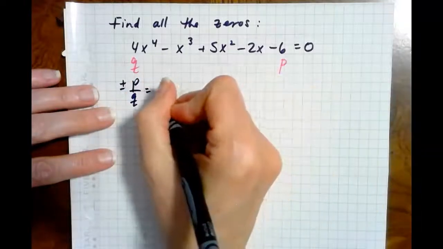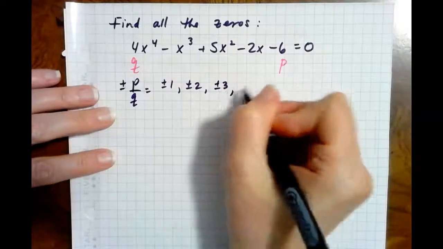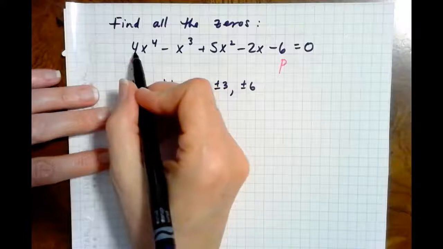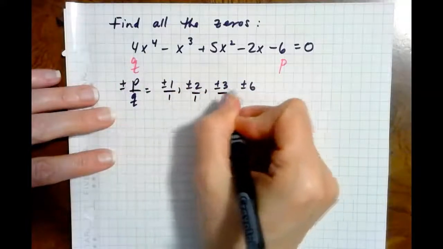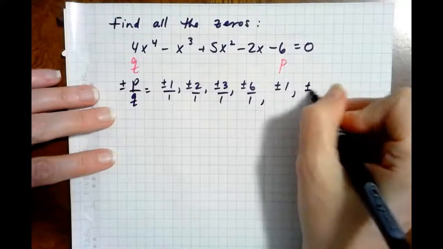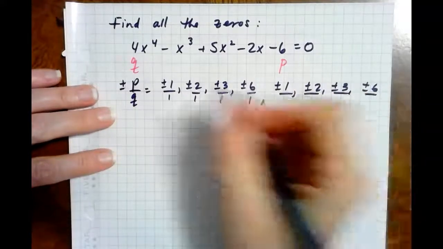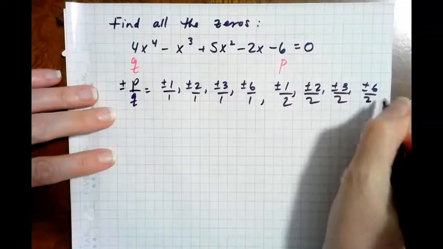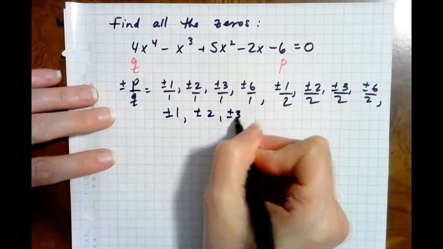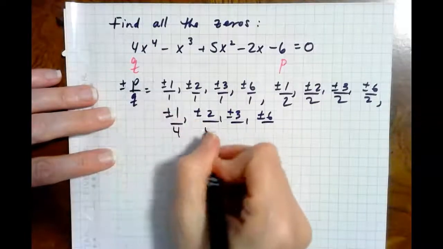Factors of 6 are plus or minus 1, plus or minus 2, plus or minus 3, and plus or minus 6. And we will do that over every factor of 4, which the factors of 4 are 1, so plus or minus 1, plus or minus 2, plus or minus 3, and plus or minus 6. And the next factor of 4 is 2, and then plus or minus 1, plus or minus 2, plus or minus 3, plus or minus 6, all over the last factor of 4, which is 4.